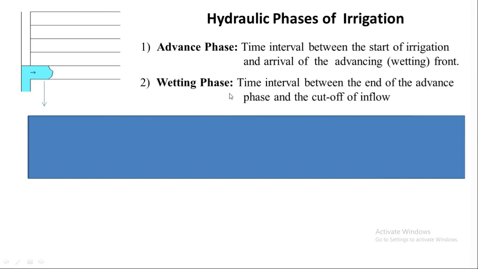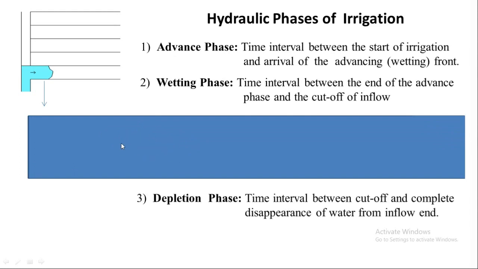And then begins the wetting phase. It is the time interval between the end of the advance phase and cutoff of inflow. The inflow has not yet been cut off, so the wetting phase is going on. And once the inflow is cut off, the depletion phase begins. It is the time interval between cutoff and complete disappearance of water from the inflow end.